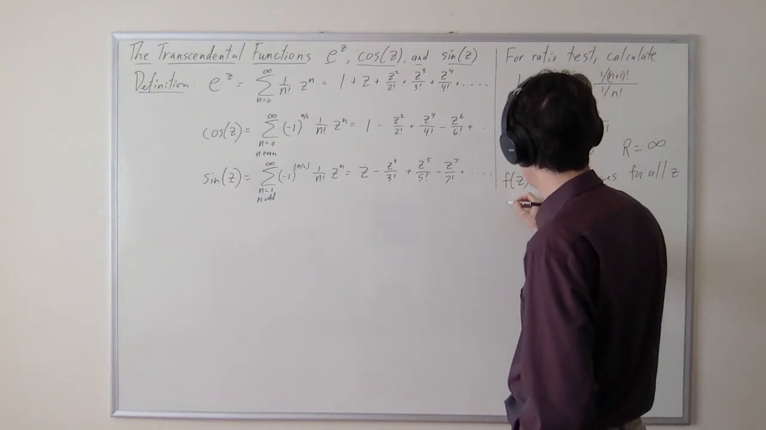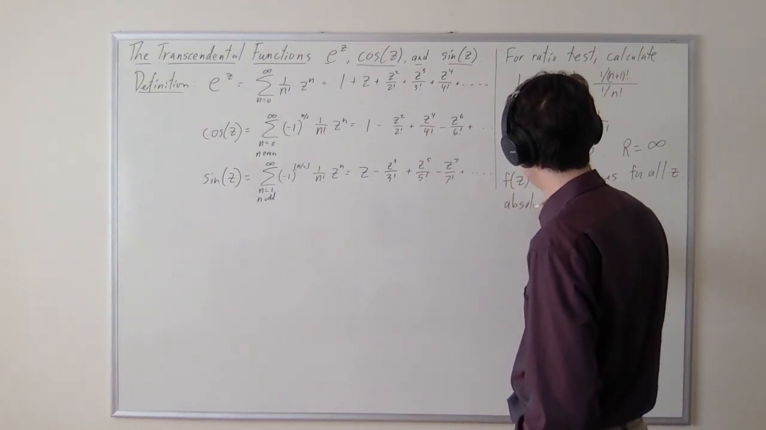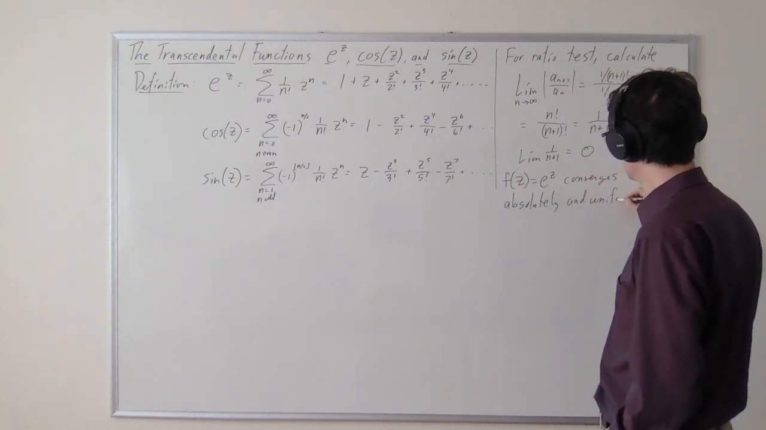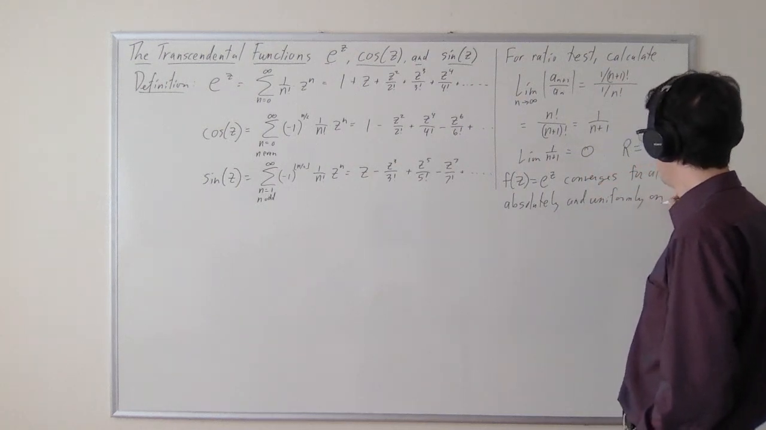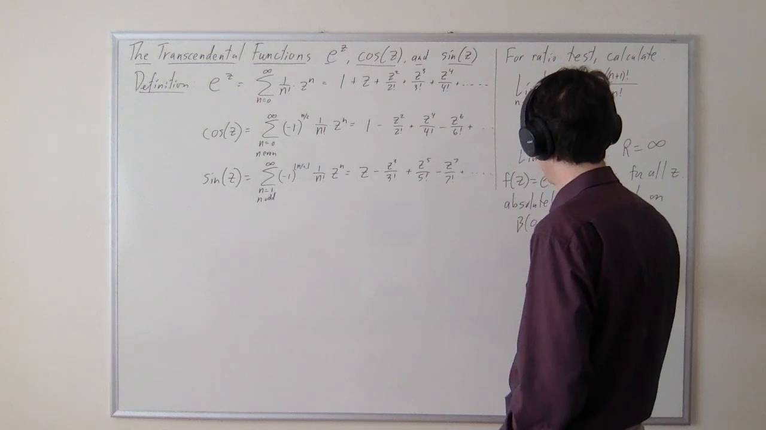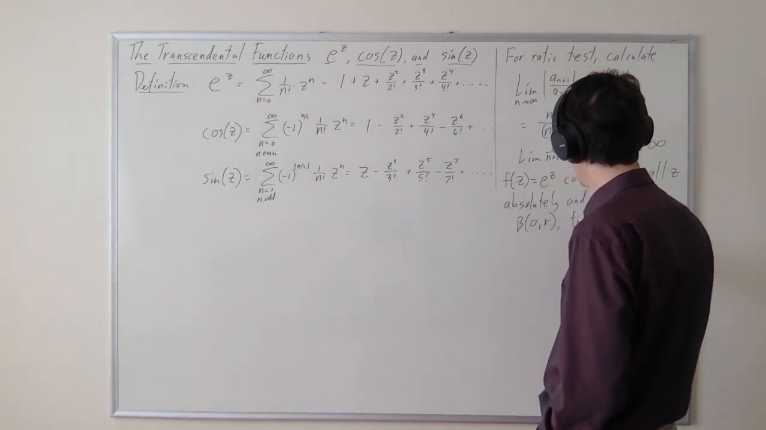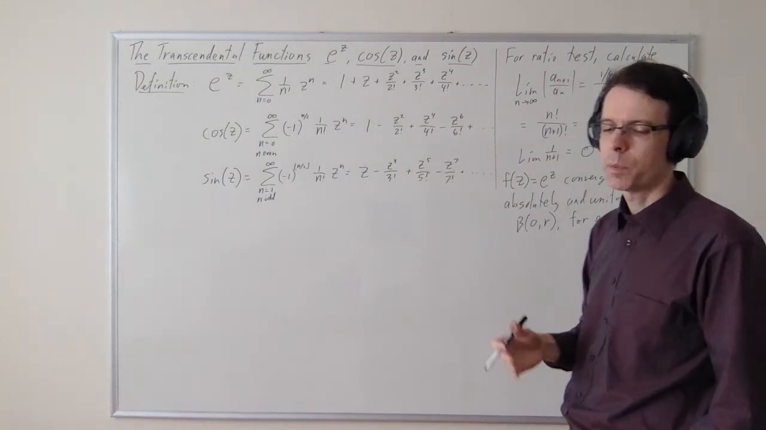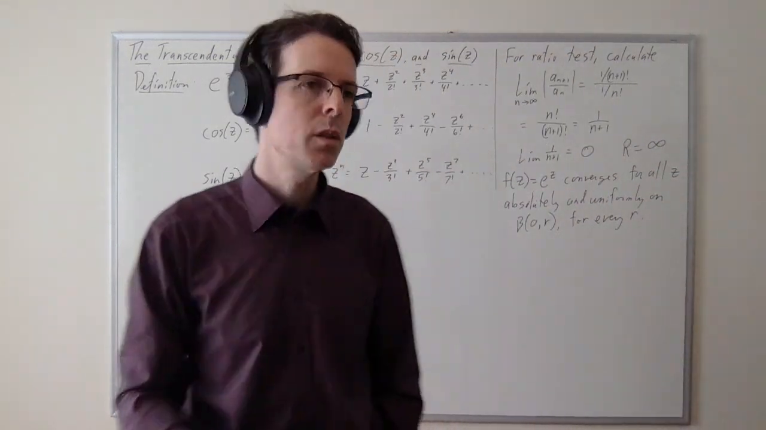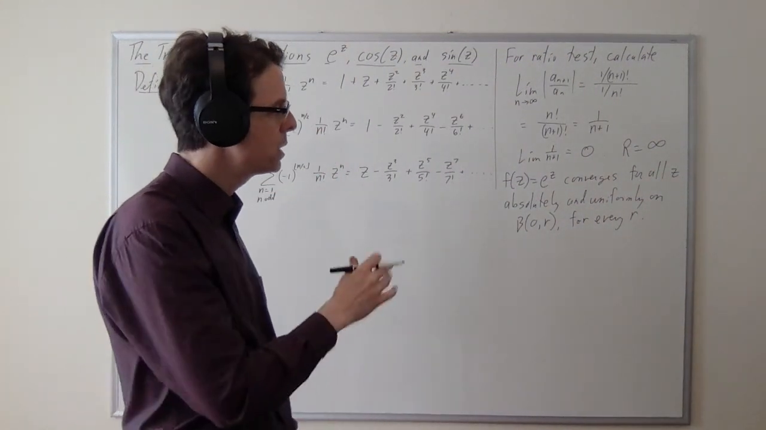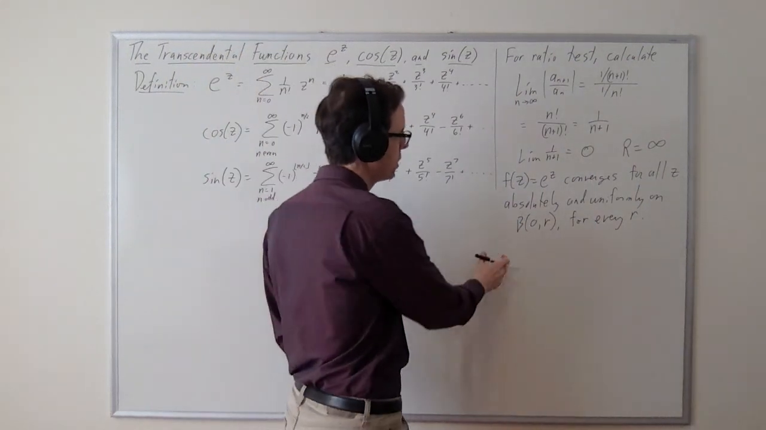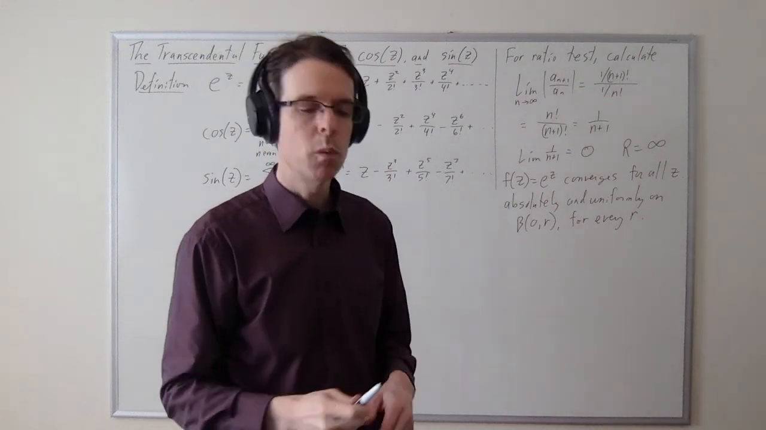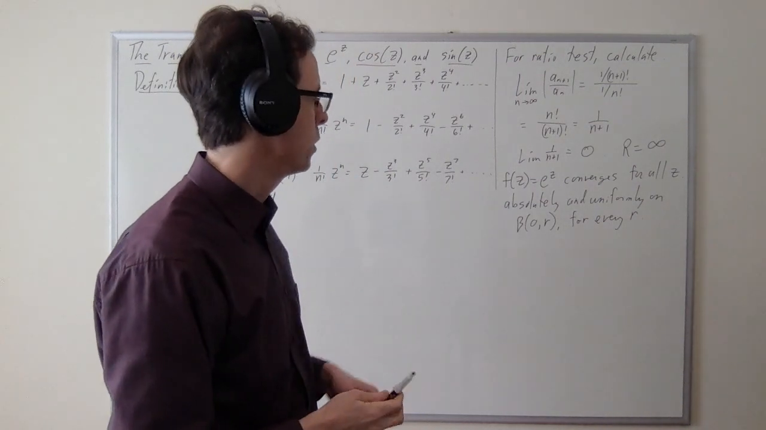And it converges absolutely and uniformly on B_0(R) for every R. It doesn't converge uniformly on the entire complex plane, but it does converge absolutely and uniformly on every bounded set, but in particular from the Cauchy-Hadamard test, on every ball of any given finite radius at the origin.